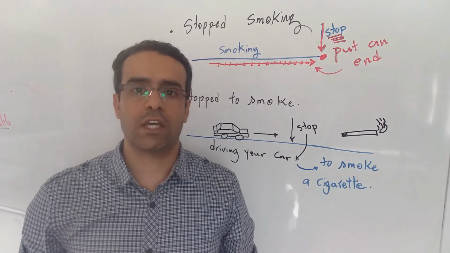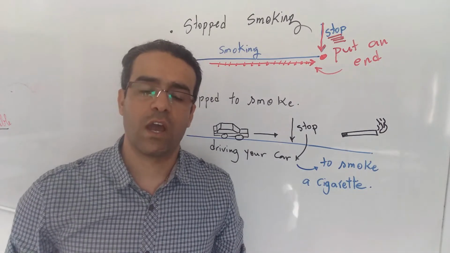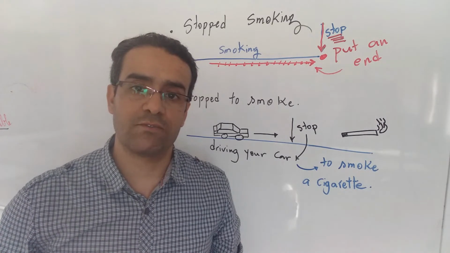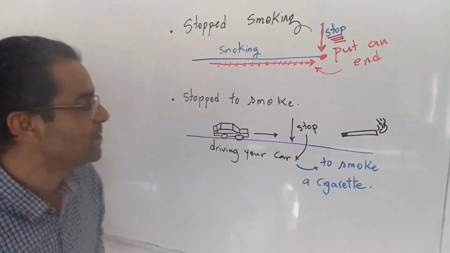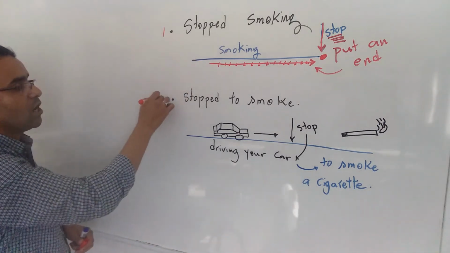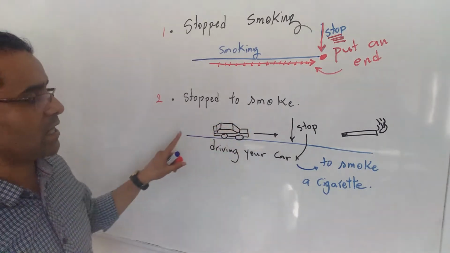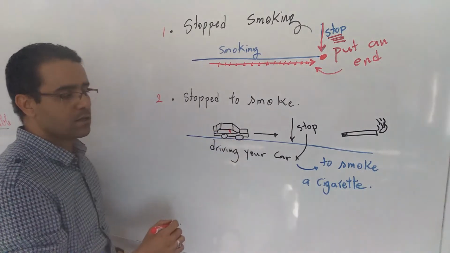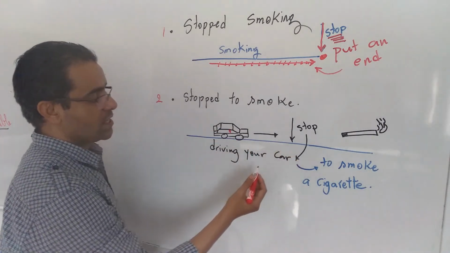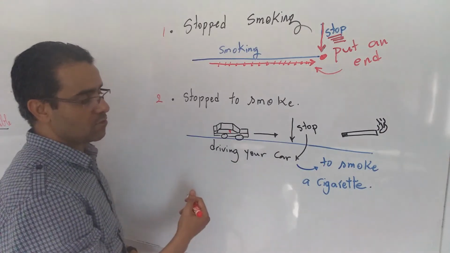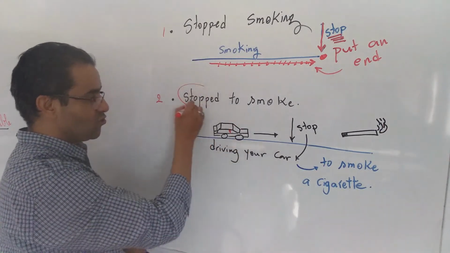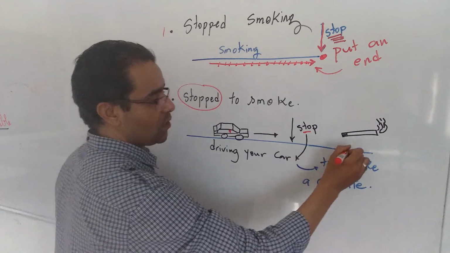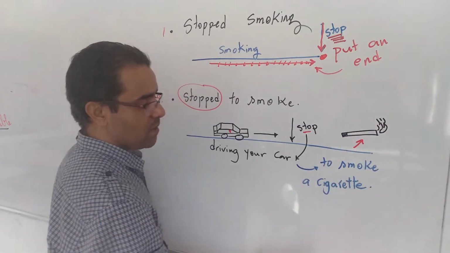I stopped going to school because of coronavirus. I stopped making new friends because I don't believe in friendship. This is just an example, okay? Let's move on to the second one. I stopped to smoke. I'm going to give you this example. Imagine here, I'm driving the car, then I get tired, so I decided to stop. And I decided to stop because I want to take a cigarette and smoke it.